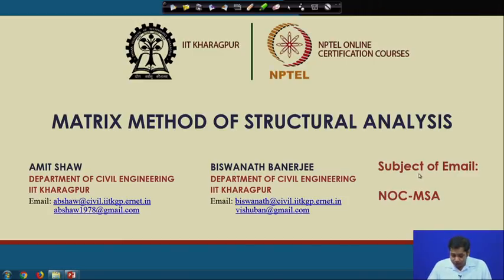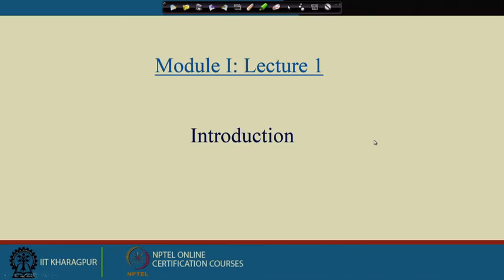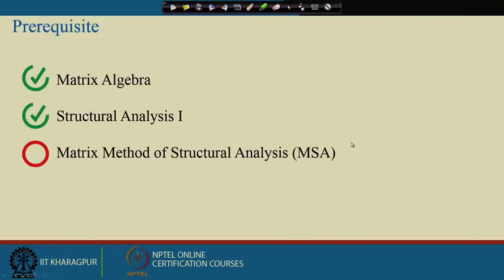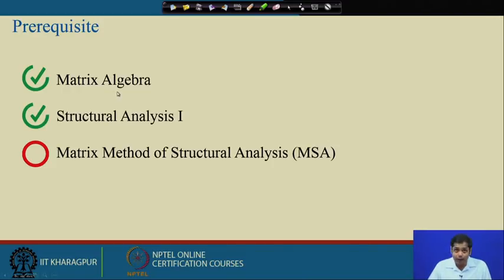Okay, so this is the first class on introduction. This is an intermediate level course, so there are two important prerequisites. One is matrix algebra, and I am sure that all of you are familiar with matrix algebra. If not the entire algebra, then some of the concepts of matrix operations, properties of matrices, and solution of systems of linear algebraic equations.